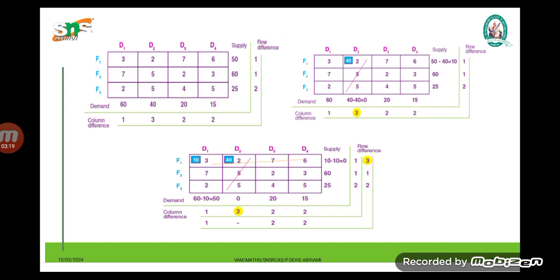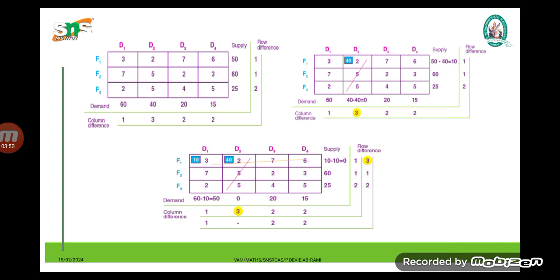Of these differences, I am going to select the maximum penalty. My maximum penalty is 3. Of this maximum penalty, I am going to select the minimum supply or demand. My minimum is 40 and my minimum cost value is 2. So if I subtract 40 from 50, I will get 10 in my supply, so that the column will be vanished. In my second row, I am going to subtract by taking the two minimum values.